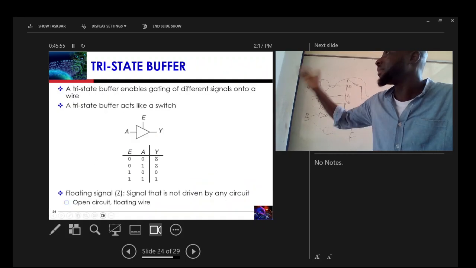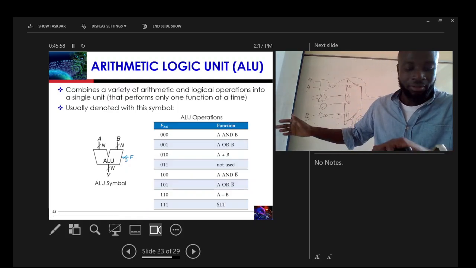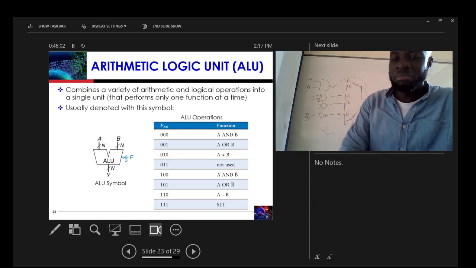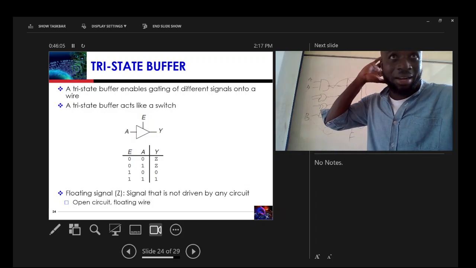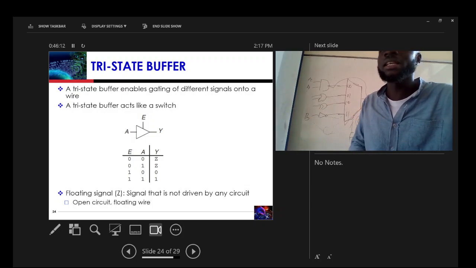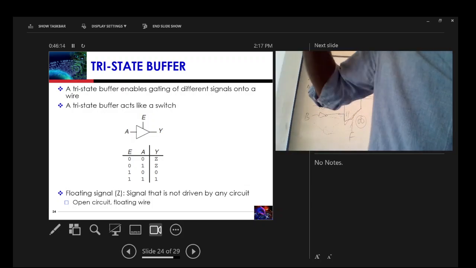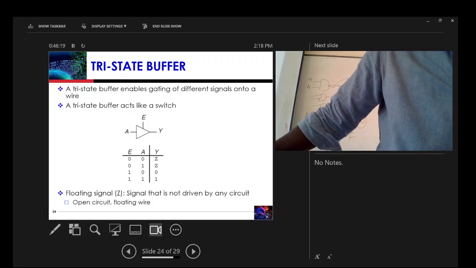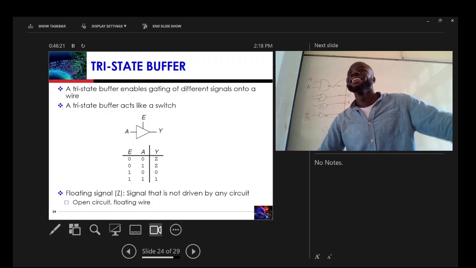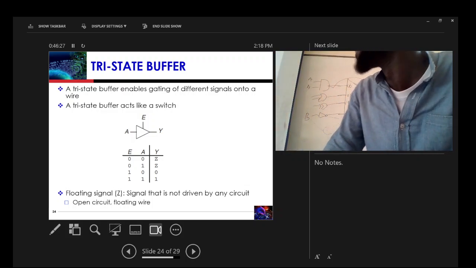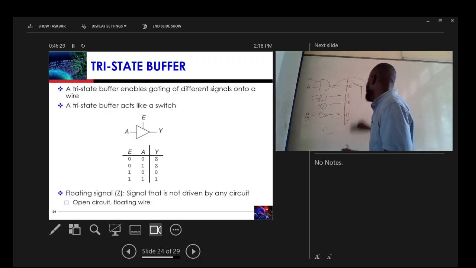Okay, so this is the ALU, and the ALU can do different functions. Now another important gate: have you guys heard of a tri-state buffer before? Tri-state buffer? You have never heard it anywhere? Your computer engineering will cover it.